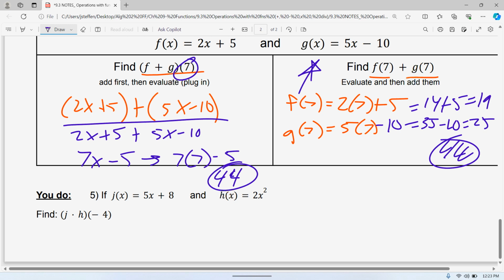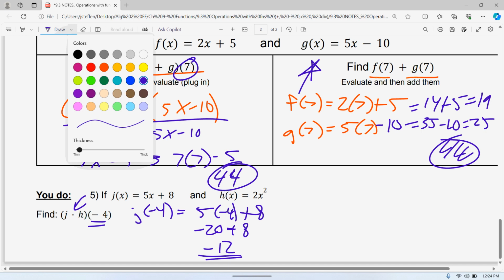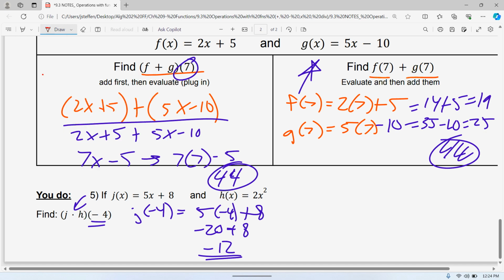So I'm going to do the next one quick just to make sure you have time for your exit ticket. But this one, the only difference is now we're multiplying. So again, for me, I'm going to plug in -4 to both of those. So j of -4 is 5 times -4 plus 8. That's -20 plus 8, which is -12. Then plug -4 into my h equation.